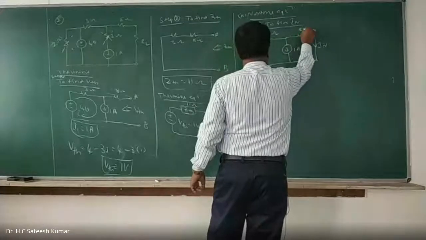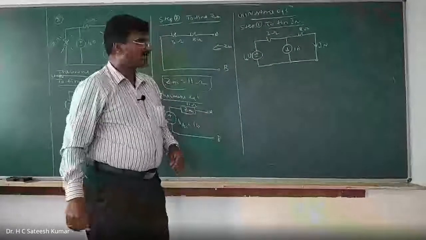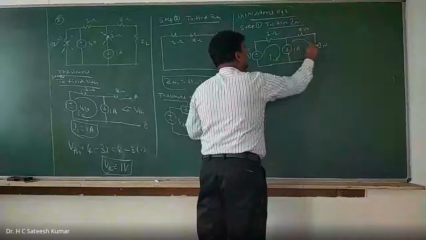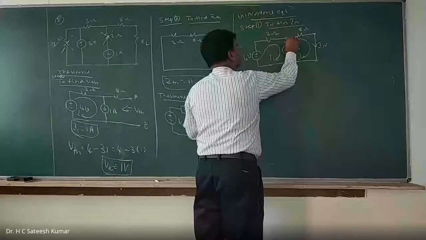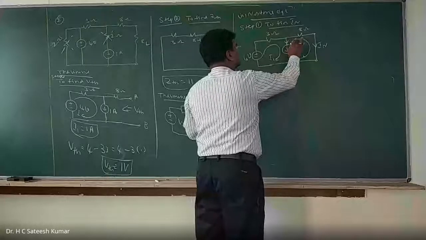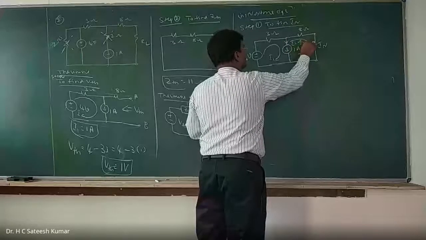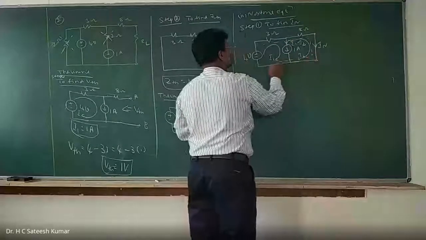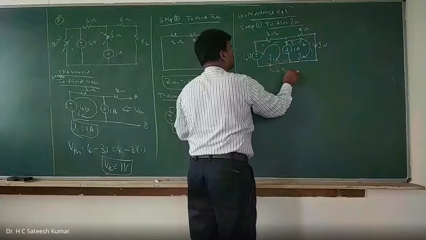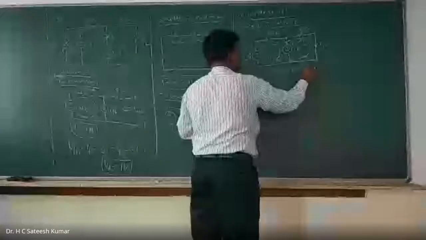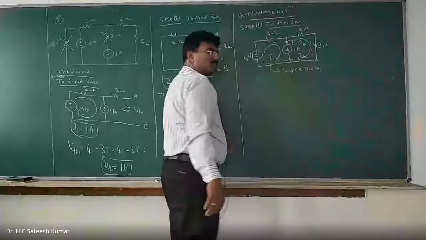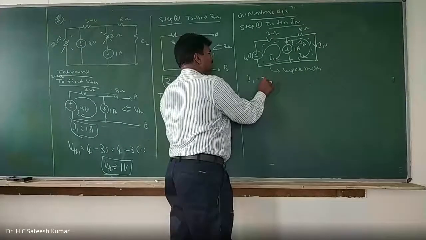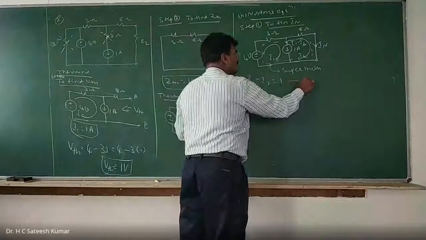Now you find out IN. How will you find it? Go for KVL. This is your I1, this is your I2, and this one is I1 minus I2. There is a super mesh here, because the current source is common between mesh 1 and mesh 2. Therefore, you can write I1 minus I2 is equal to 1. Call this equation number 1.